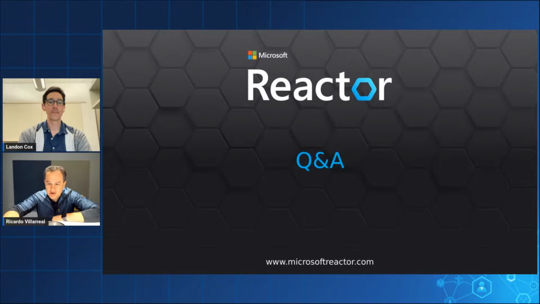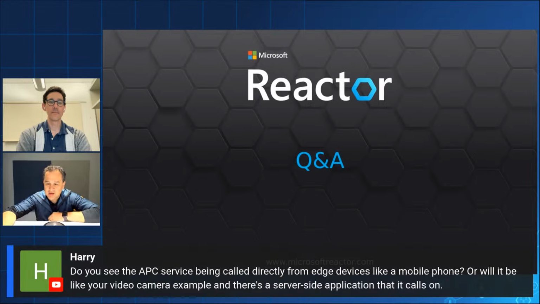The question is, do you see the APC service being called directly from edge devices like a mobile phone, or will it be like your video camera example where there's a server-side application that it calls on? I think that's a great question. I think our model is that it is a server-side invocation. That's not necessarily a hard and fast rule, but that's generally how we think of it. We think of it as something that is called by an application that's running inside of Azure.